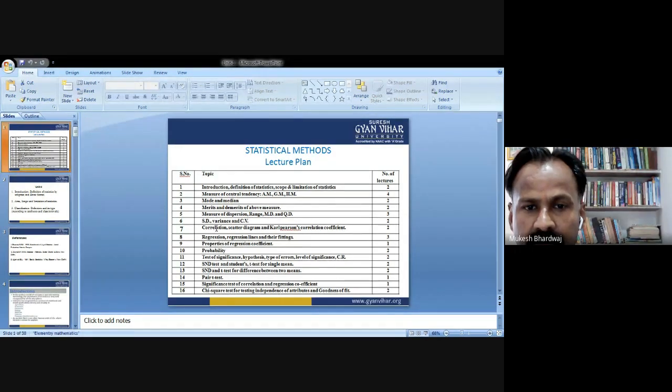Okay, okay. The seventh topic is correlation and regression. The correlation is going to be studied differently, and the regression is related to the correlation. In that, we are just going to study the scatter diagram and Karl Pearson's correlation coefficient. There is one coefficient given by a statistician named Karl Pearson. In the eighth topic, regression lines and their fittings. In the ninth topic, we are going to cover the properties of regression coefficient.